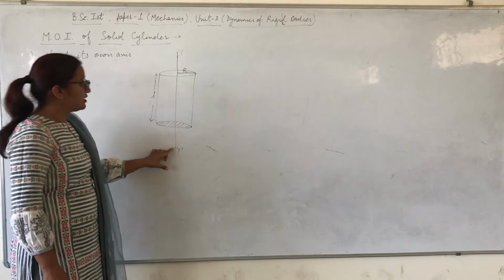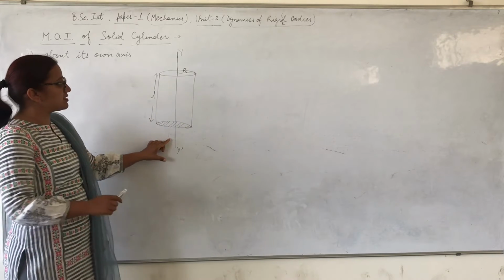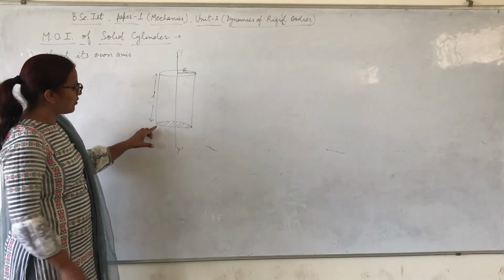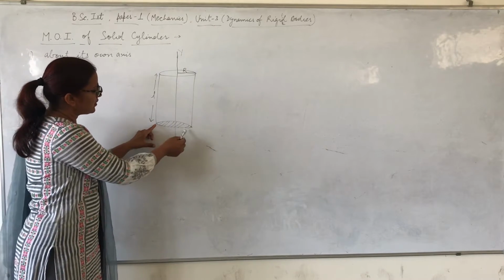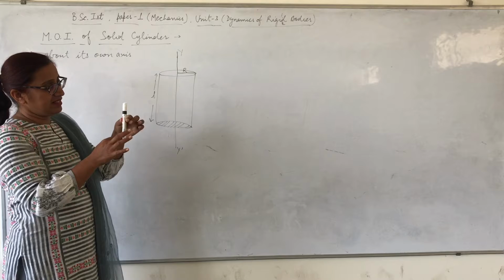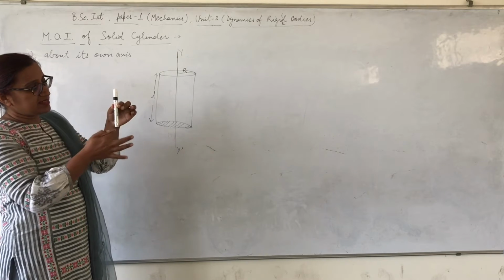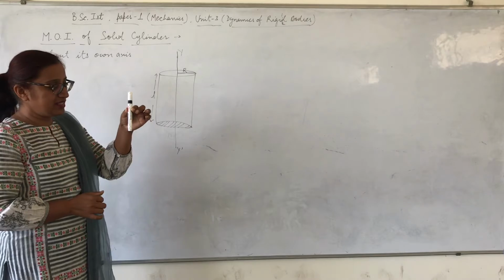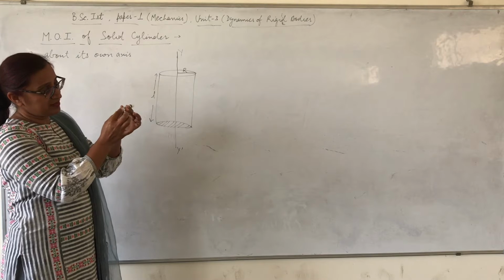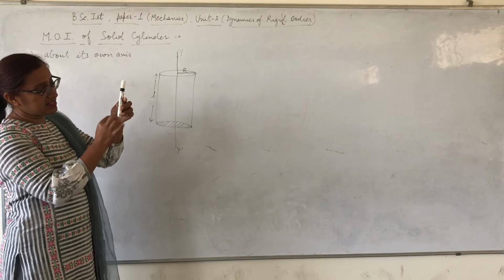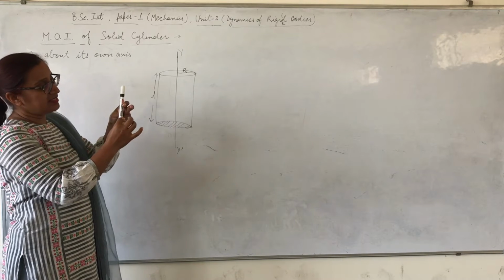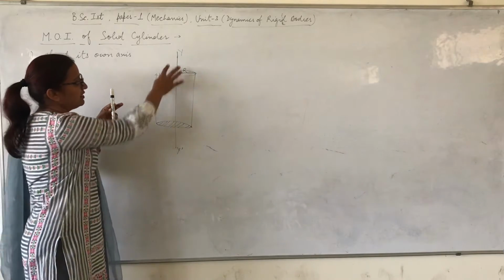To do this, students, let us assume that this solid cylinder is made up of a large number of elementary circular discs. Suppose this is a cylinder having length L. About its own axis, we want to calculate its moment of inertia. This is made up of a large number of circular discs, placed one over another over the entire length L, and this makes up this entire solid cylinder.